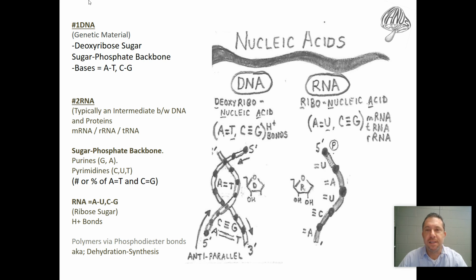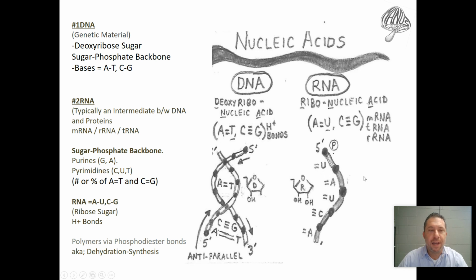Nucleic acids is the final macromolecule that we refer to, DNA being the first one that we mention at this point. It's going to be the genetic material. It's going to have the sugar deoxyribose. It's also going to have this sugar phosphate backbone. And the bases in between are going to be adenine, thymine, cytosine, guanine, with the cytosine, guanine having a triple bond and the adenine, thymine having a double bond.